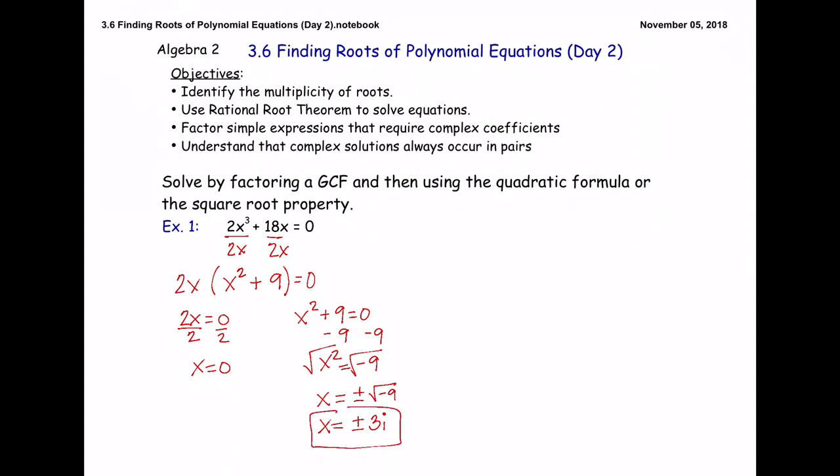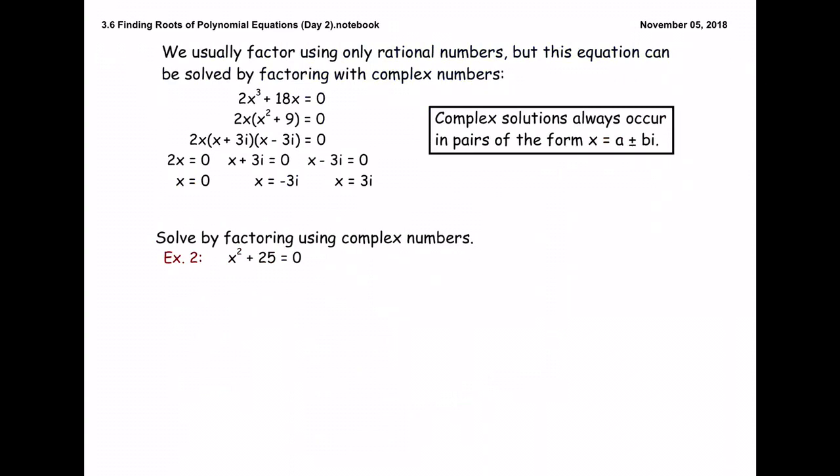So we just solved for our solutions, which are x equals 0, x equals positive 3i, and x equals negative 3i. You can see here the 3i is a complex solution, and it will always happen in a pair. So you will always have a positive and a negative of that solution. We usually factor using only rational numbers, but this equation can be solved by factoring with complex numbers.